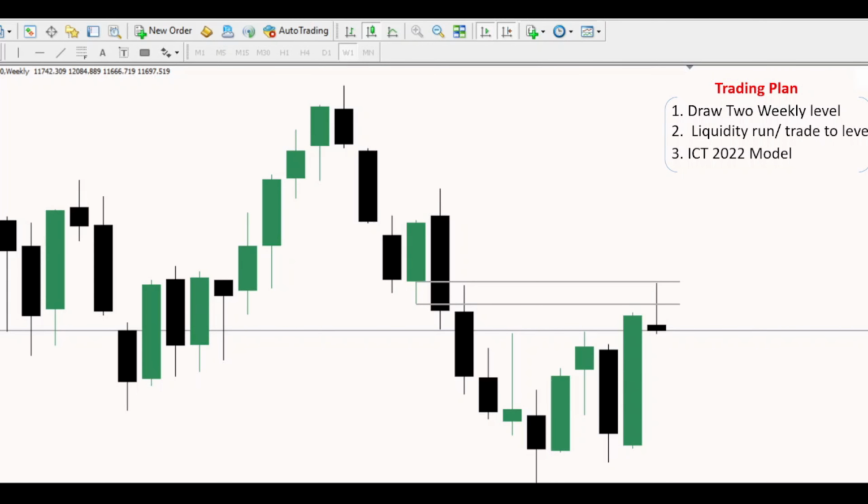Below our candle we have this candle right here, which is our bullish order block. So I'm gonna highlight the wick and also the body of the candle. So let's jump to the lower time frame.